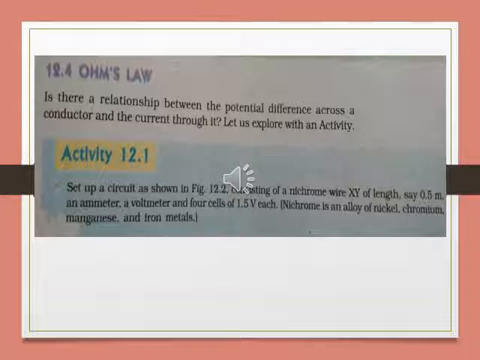Activity 12.1. Set up a circuit which is shown in the next slide, consisting of a nichrome wire XY of length, say, 0.5 meter, an ammeter, a voltmeter and 4 cells of 1.5 volt each. Nichrome is an alloy of nickel, chromium, manganese and iron metals.